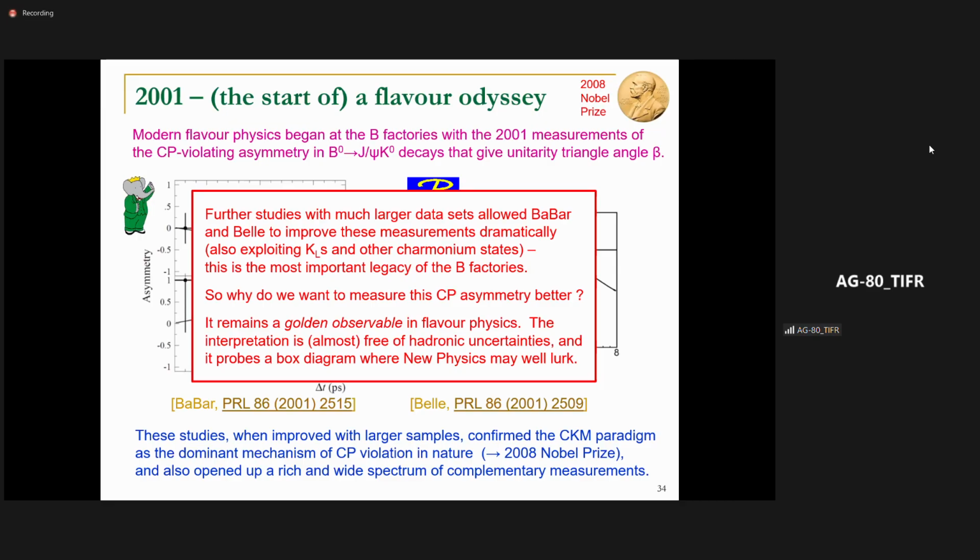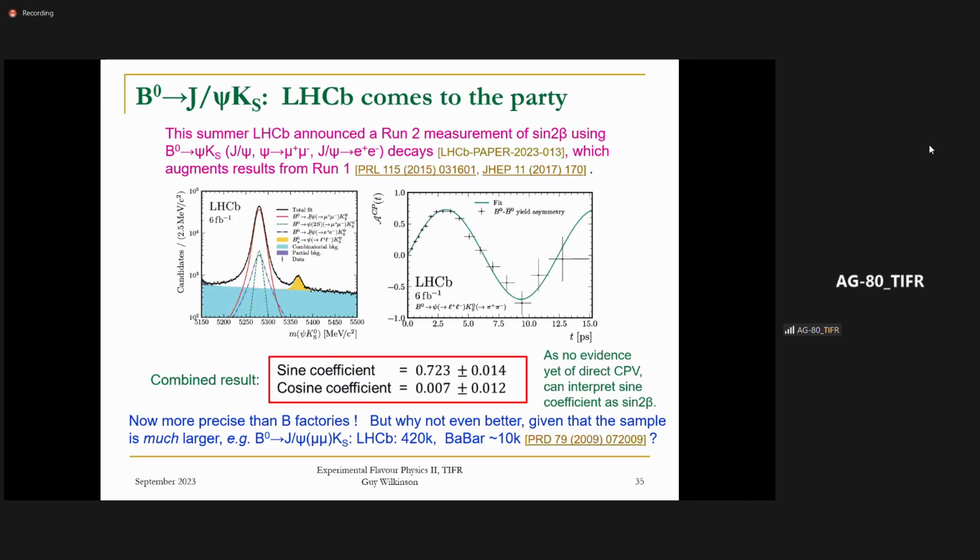So should we not stop there? Well, no, we want to measure this CP asymmetry better. Why should we do that? It remains a golden observable in B physics. The interpretation is pretty much free of hadronic uncertainties. It's involving this box diagram, and that's of great interest because in that box diagram there can be new physics particles lurking. So we want to measure this as precisely as we can and then compare it with predictions from other measurements of the triangle. And so that's what we're doing.